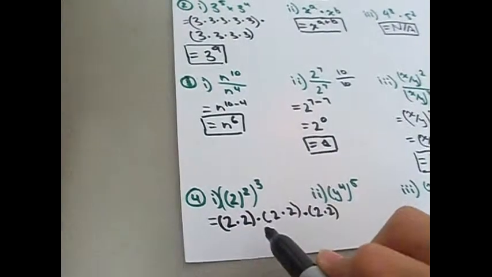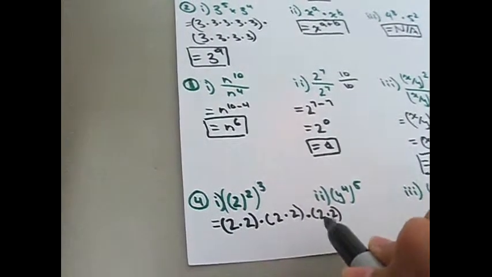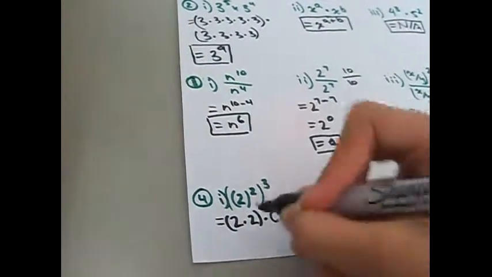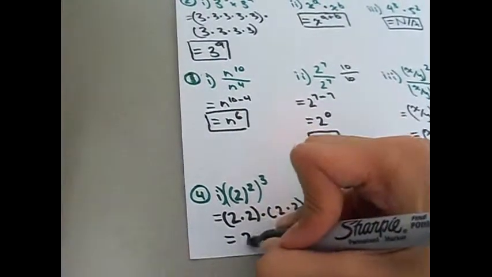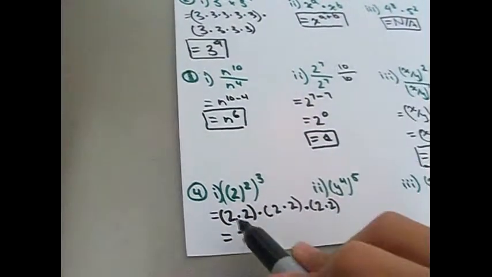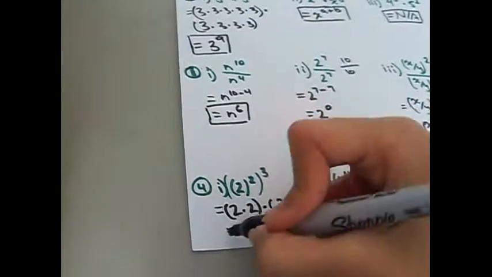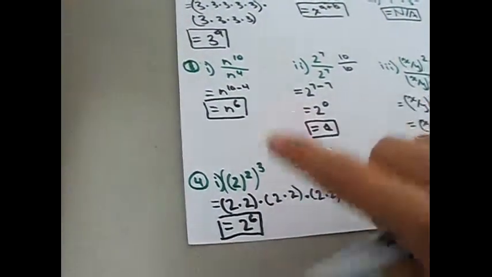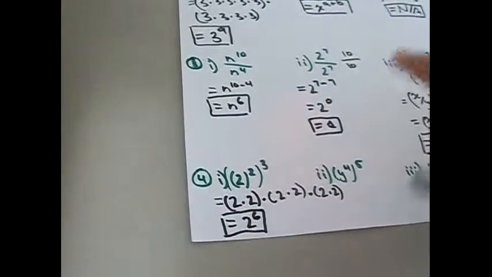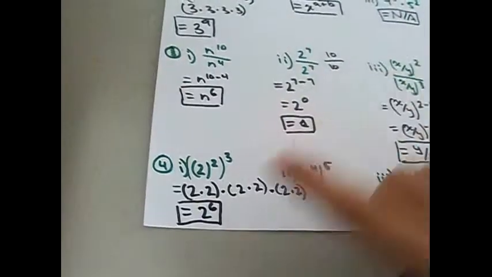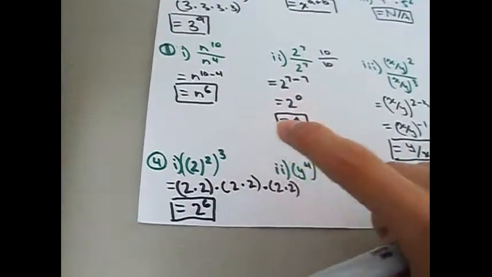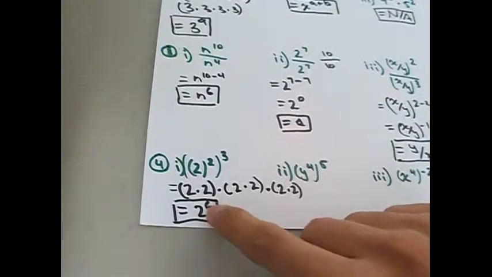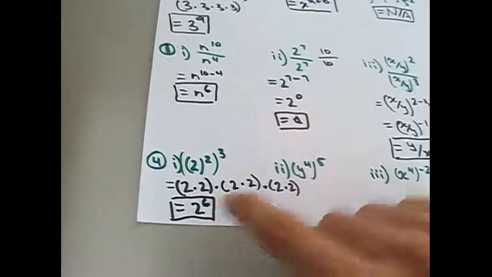So 2 to the power of 2 times 2 to the power of 2 times 2 to the power of 2, which gives us 2 to the power of 6, since I have six 2's. So our final answer is 2 to the power of 6. And what do you notice? 2 to the power of 2, to the power of 3 results in multiplication of exponents. So 2 times 3 is 6, and our final answer has an exponent of 6.